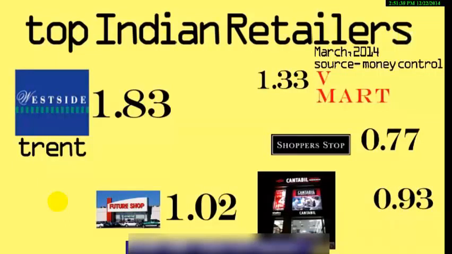So again, if a choice is given between these companies, the first preference on the safer side will be towards Trent, the second will be V-Mart, and the third will be Future Retail. So that was all about the current ratio.